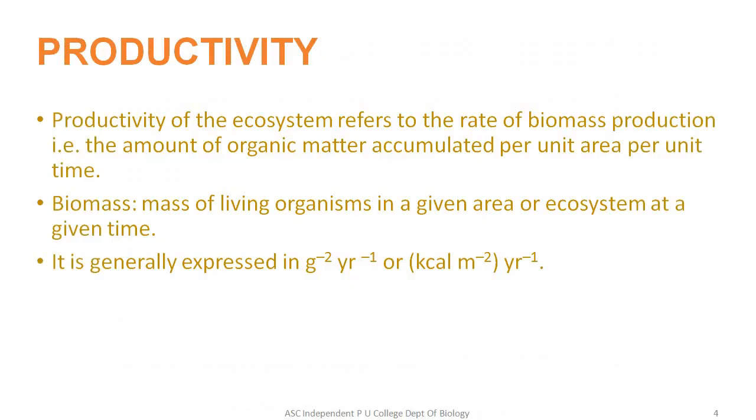Productivity of an ecosystem refers to the rate of biomass production, that is, the amount of organic matter accumulated per unit area per unit time. Now let's take an example. Consider there are two farmers, label them as farmer 1 and 2. In a given area, say around 1 acre of land, they have sown the seeds and they are waiting for their harvest. It's been almost a year and now they are ready for harvesting. After harvesting, farmer 1 gets around 100 kilos of rice and farmer 2 gets around 120 kilos of rice.